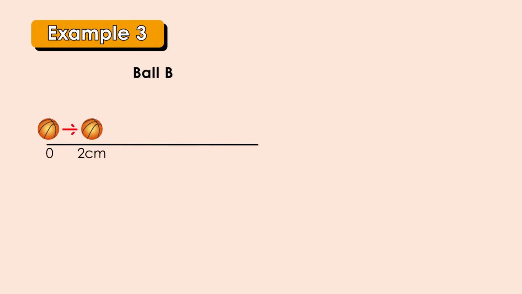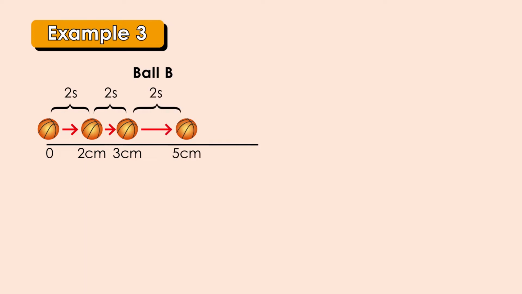In our day-to-day life, we come across motions where objects cover unequal distances in equal intervals of time. For example, let's look at ball B. The ball moves 2 centimeters in the first 2 seconds. 1 centimeter in the next 2 seconds. 2 centimeters in the third 2 seconds. And 3 centimeters in the fourth 2 seconds. What can you say about the movement of ball B compared to ball A? In this case, we can say that ball B moves at an unequal distance in equal intervals of time.